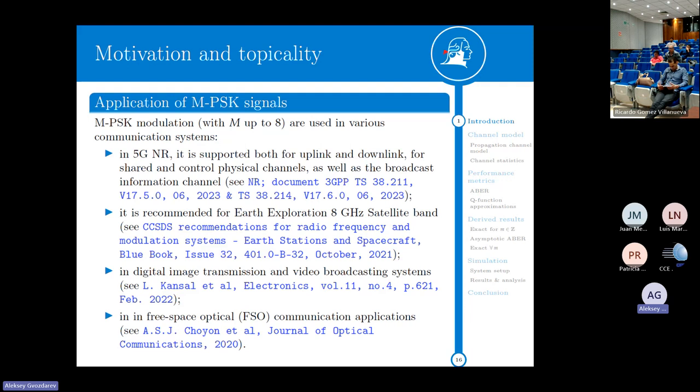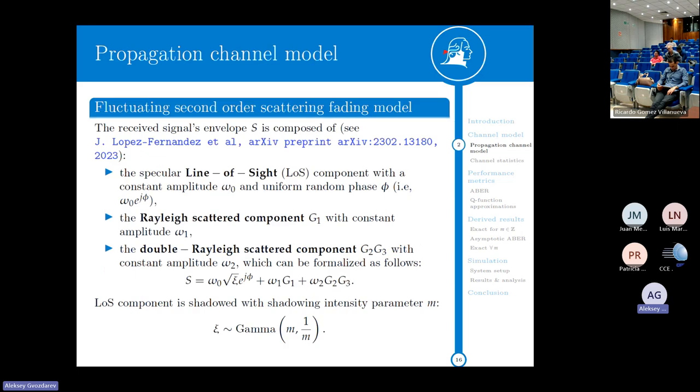The performance of such systems heavily depends on the propagation conditions, and thus the proposed research presents an analysis of the MPSK wireless communication system performance for a recently presented generalized channel model, the second order scattering fading channel with fluctuating line of sight. Within such a model, the received signal envelope is composed of three distinct terms: the line of sight component with a constant amplitude and a uniformly distributed phase, and the Rayleigh and double Rayleigh scattered components, which have constant amplitude. It is also assumed that the line of sight component undergoes unit variance gamma distributed shadowing with shadowing intensity m.